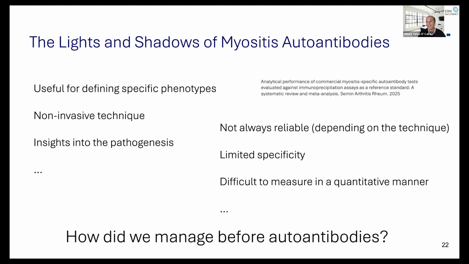Another issue is that it's important for us to know the level of the antibody. Currently, we only know that they are positive or negative, and everybody's talking about the levels of anti-MDA5. High levels mean a high risk of developing rapidly progressive ILD. So we need these quantitative results.